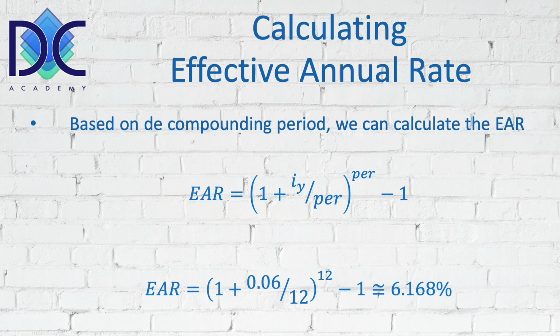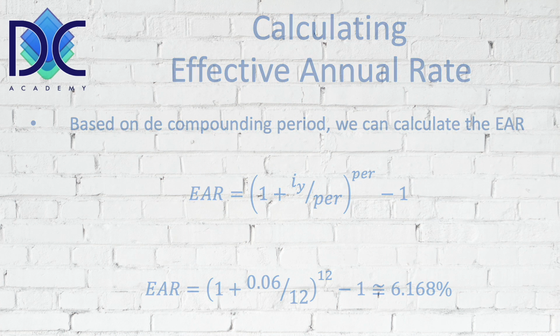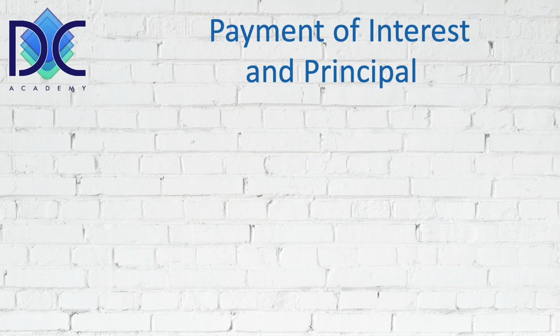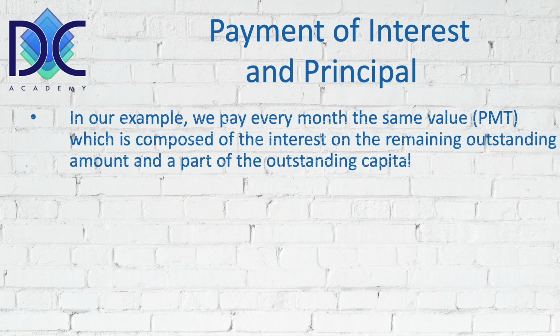Now, when we look at the payment of the interest and the principal, we are paying every month the same amount, the PMT. But this amount is basically composed of two parts. First, you're paying the interest, the monthly interest on the outstanding capital.